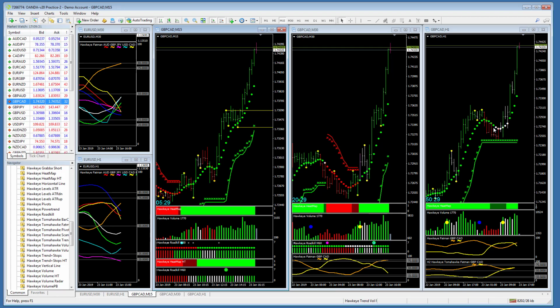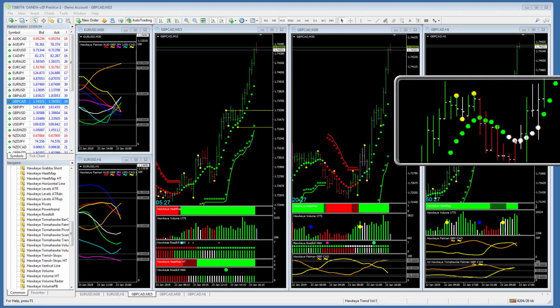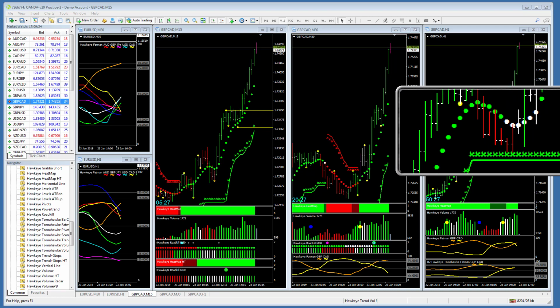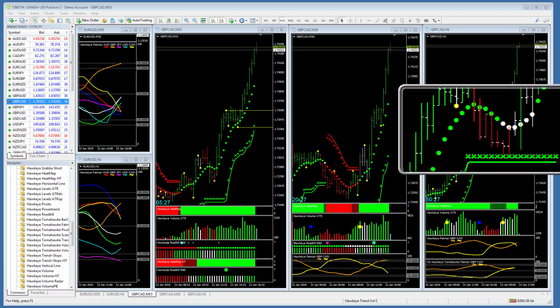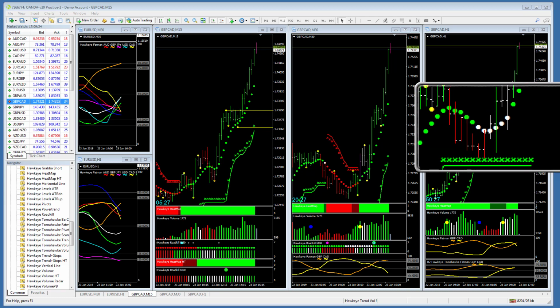So, for example, on this chart, you can see that the trend went from green into white and then back into green. But see, while it was in white, notice that the Hawkeye stop was still green. So it was still an uptrend. It just was an uptrend where the trend had gone into congestion. And that's what the white dots identify.